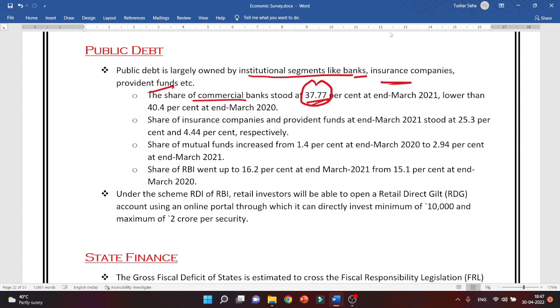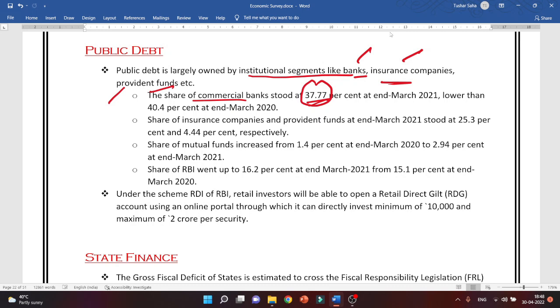This is how you think. But when you do not know this data, and there is a question in front of you asking, as per the economic survey, the public debt is largely owned by which of the following organizations? They would give options like bank, insurance company, provident fund, mutual funds, or none of the above. Then I'm pretty sure you are going to be confused.